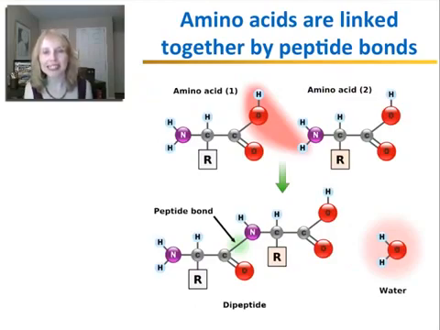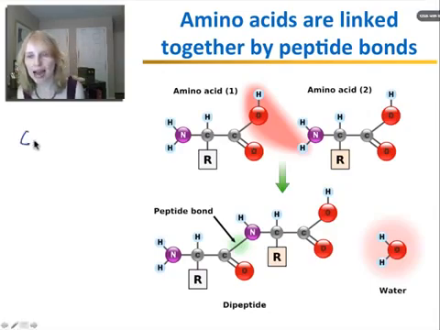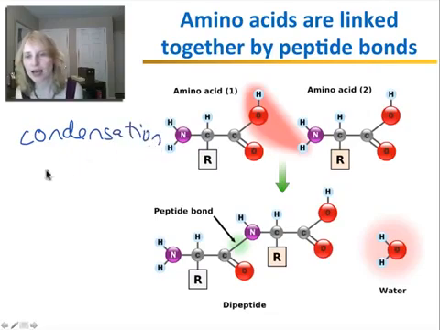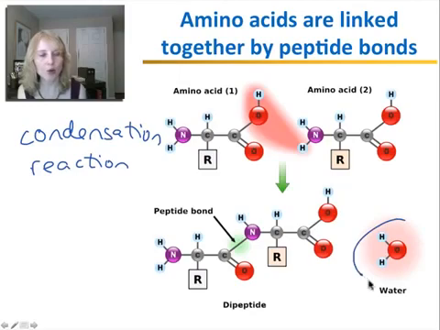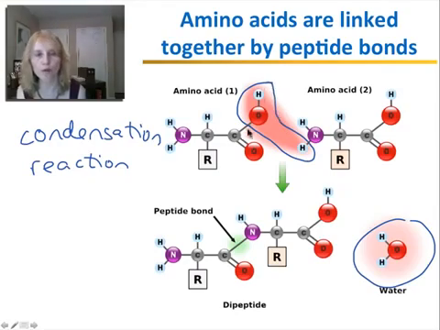Multiple amino acids can be linked together to create a polypeptide or protein. And they can be linked together through a reaction known as a condensation reaction. A condensation reaction removes a molecule of water in the making of a bond. And here you can see the process happening with the removal of water from two amino acids to link together the carbon of the carboxyl group and the nitrogen of the amino group.